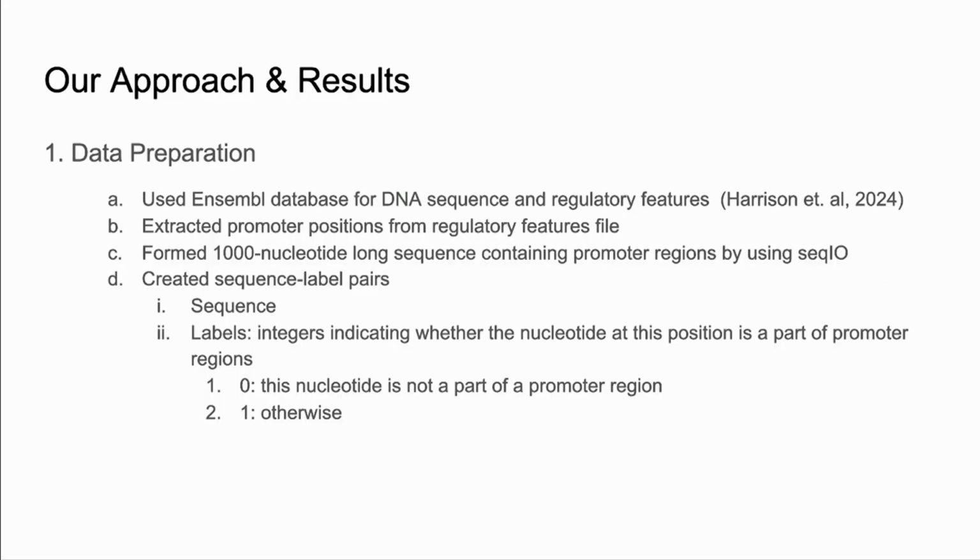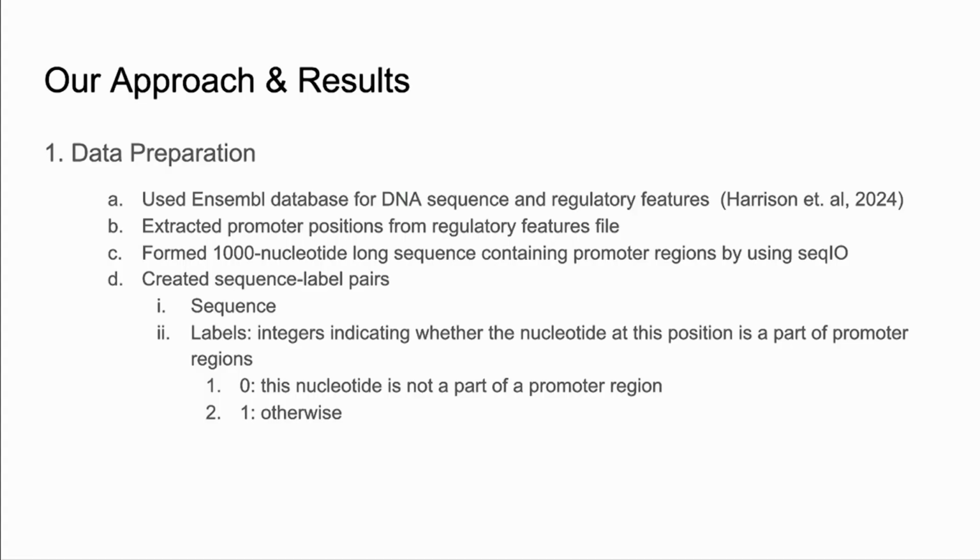So now I'm going to talk about our approach and results. First of all, data preparation. We use the Ensembl database for DNA sequences and regulatory features. We extracted promoter positions from the regulatory features file. We then formed 1,000-nucleotide-long sequences containing promoter regions using SeqIO, which is a Python package. We chose 1,000 because in the original paper they used 10,000 nucleotides, but they only needed to identify whether there's a promoter in the sequence. So if we used 10,000, it would make our data very unbalanced.